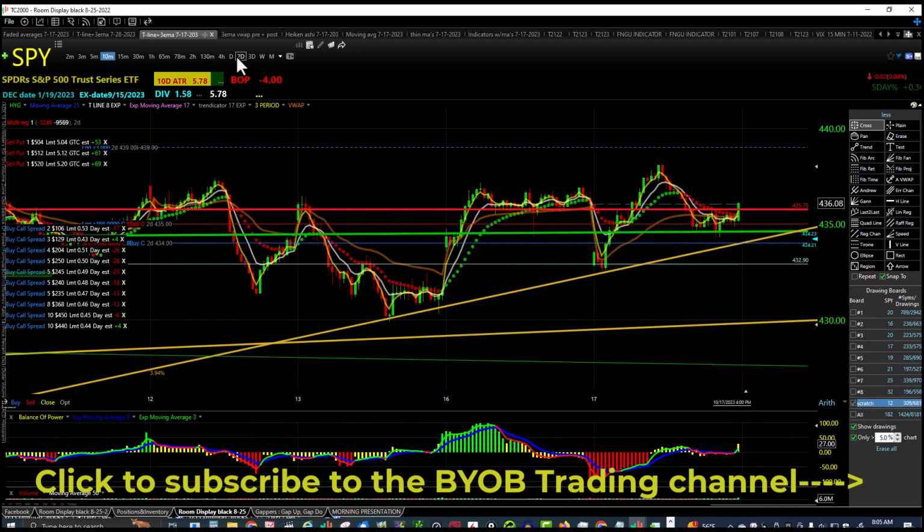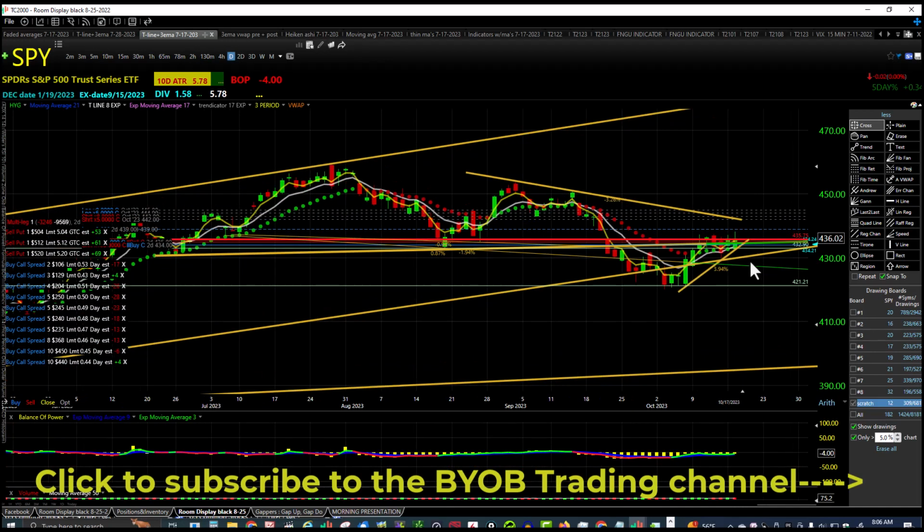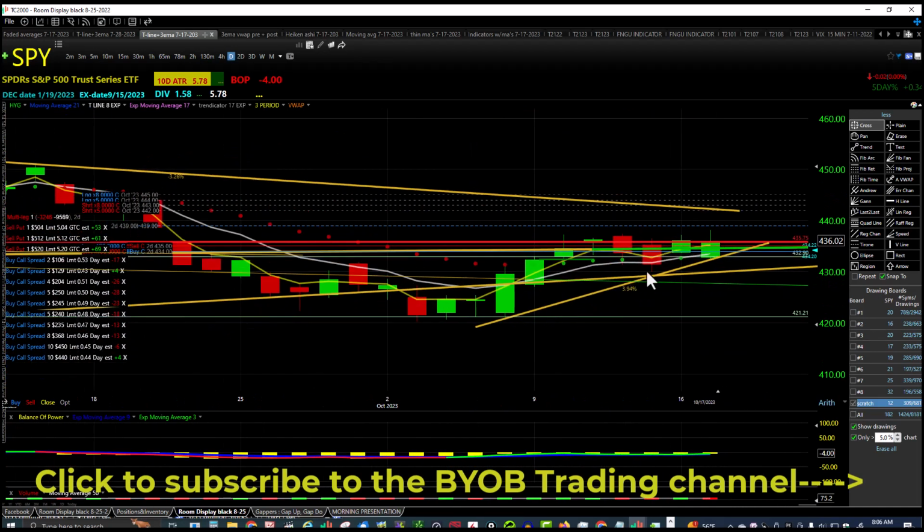So SPY in a daily uptrend with higher lows and higher highs. So SPY in a daily uptrend right now. Just barely inked out that higher high yesterday. So it just now entered the daily uptrend.